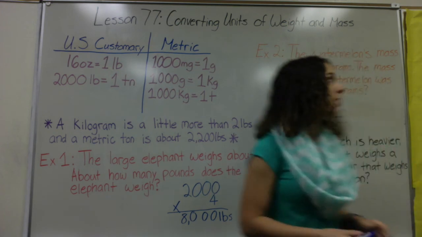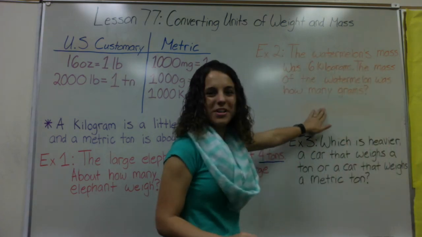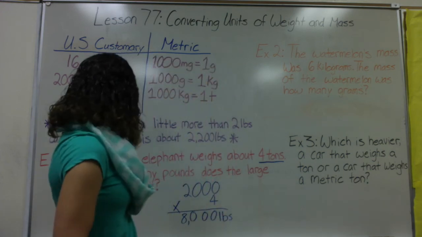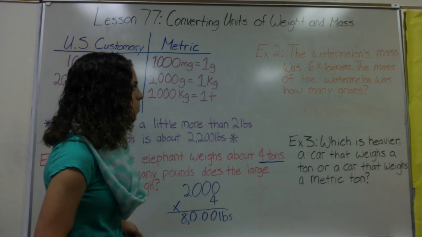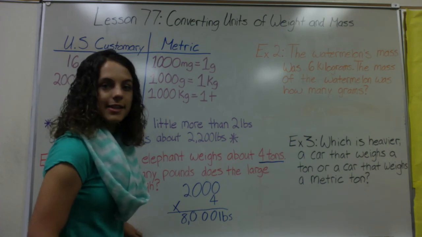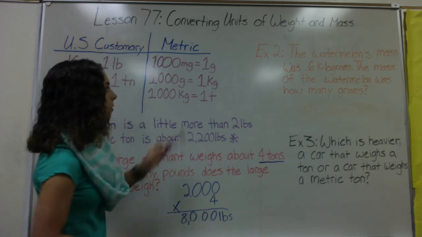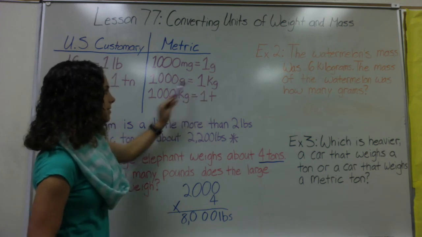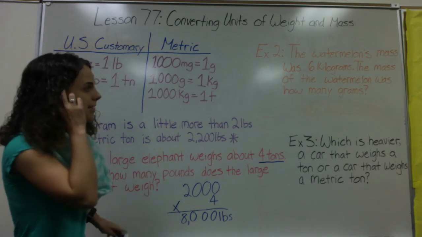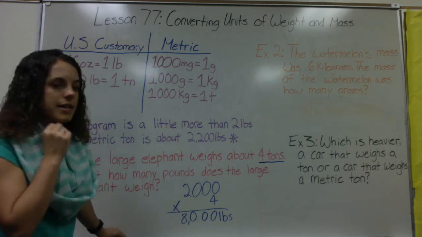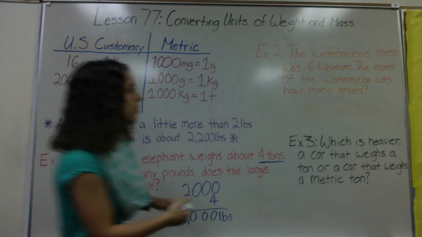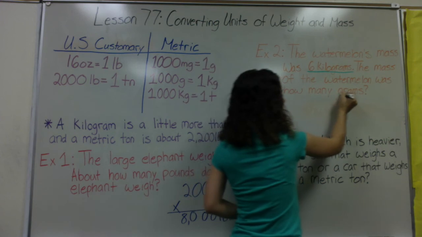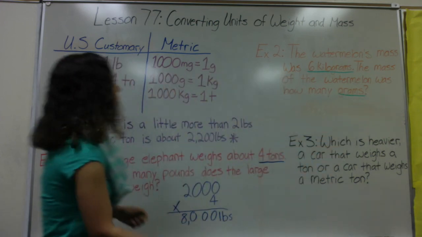So example 2 I know might be a little hard to read because I wrote it in orange, hoping that it would have been easier, but I'll read it for those of you that can hardly see it. It says the watermelon's mass was 6 kilograms. The mass of the watermelon was how many grams? So I know that the watermelon's mass is 6 kilograms, and I want to figure out how many grams it is. Well, I'm going to look at my table.